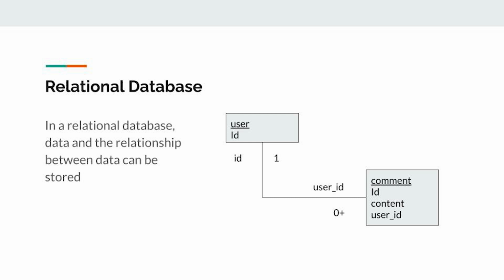In a relational database, data and the relationship between data is stored. Data is stored in tables. Relationships are defined by foreign key columns.